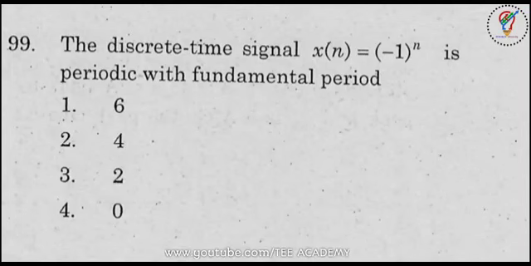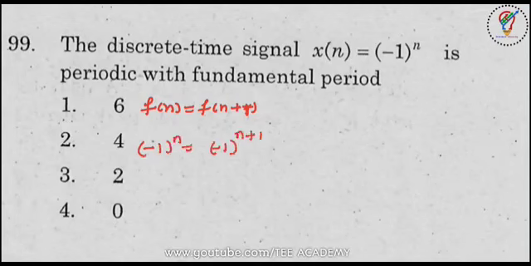with a fundamental period. Now for a signal to be periodic, there has to be a time period such that it satisfies the condition f of n is equal to f of n plus T, where capital T is the period. The given function is (-1)^n, so we write (-1)^n is equal to (-1)^(n+T). Now if we rearrange the equation, we can write it as (-1)^(n+T) minus (-1)^n is equal to 0.